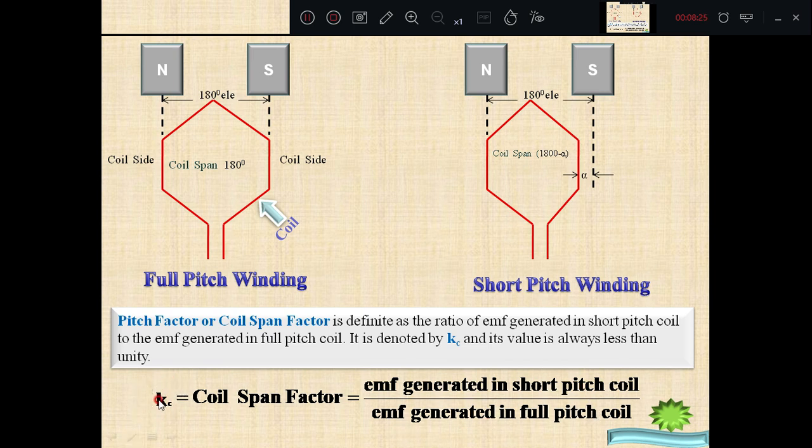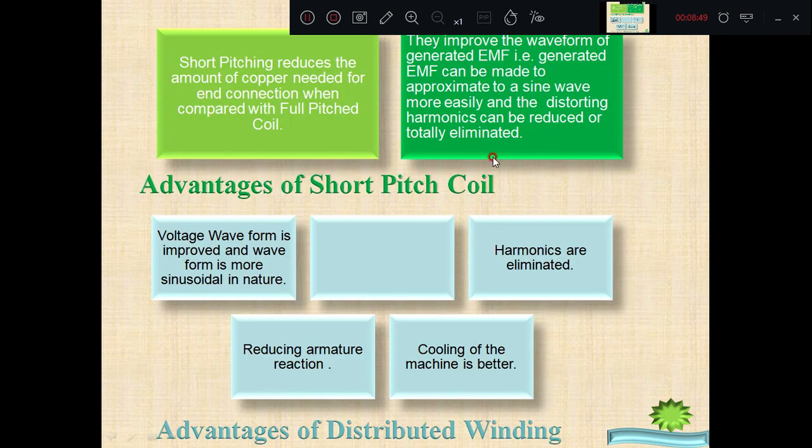Therefore, in the EMF equation we take this factor so that we can reduce the harmonics, as well as save copper. In the full pitch case, the connector required is more. However, in the short pitch winding the coil span is less, therefore the copper required is less. So the advantages of short pitch coils are: they reduce the amount of copper needed for the end connection compared with the full pitch coil, they improve the generated EMF waveform, and they reduce the harmonics.